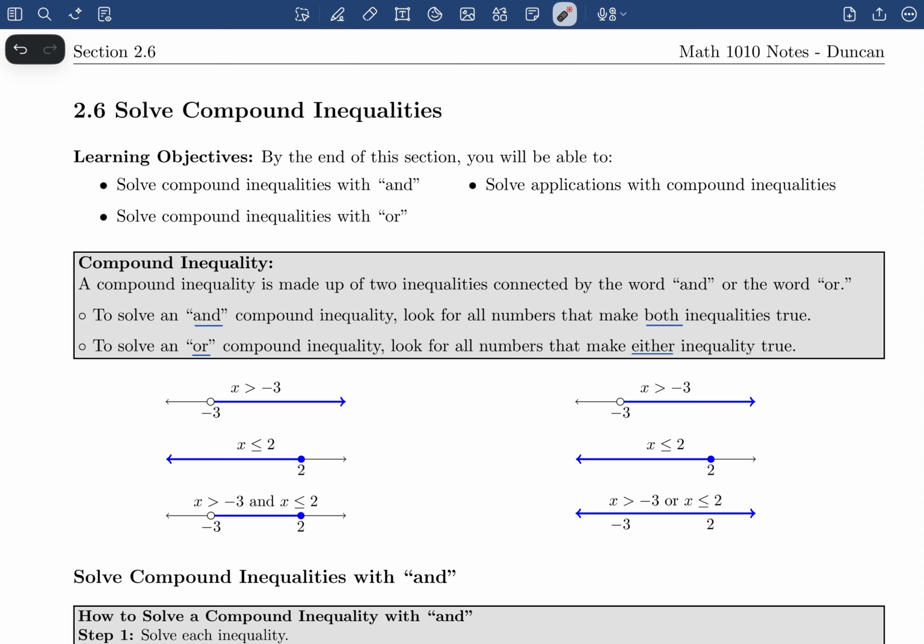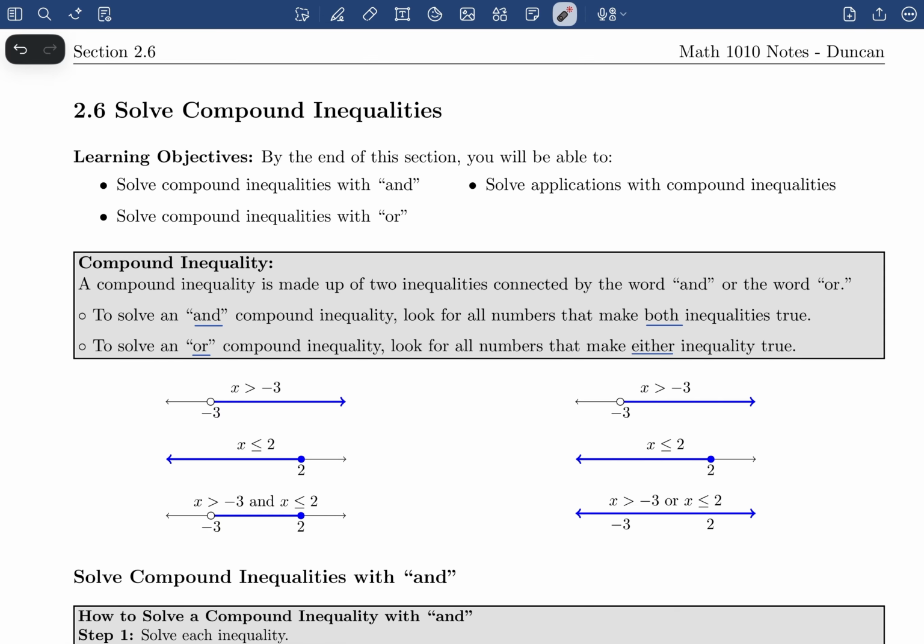All right, so if I had to find x is greater than -3 and x is less than or equal to 2, I would graph both inequalities. X is greater than -3 is graphed here. X is less than or equal to 2 is graphed here. And if the word and is between them, then the solution is just the overlapping shaded regions. So the only overlapping shaded regions on these two graphs are the values between -3 and +2. So that's what gets shaded.